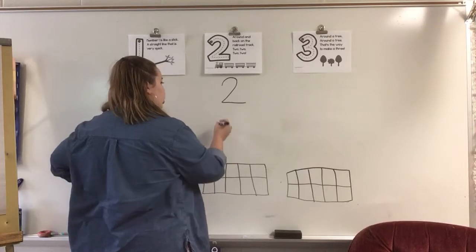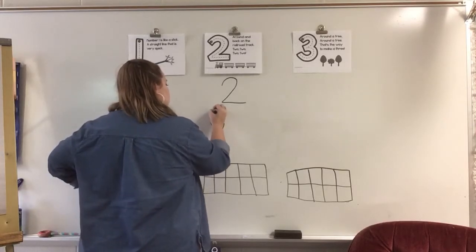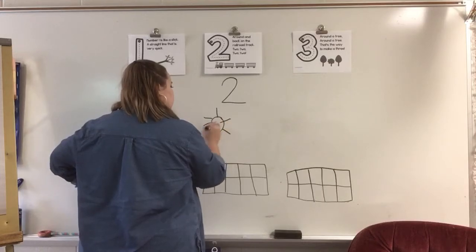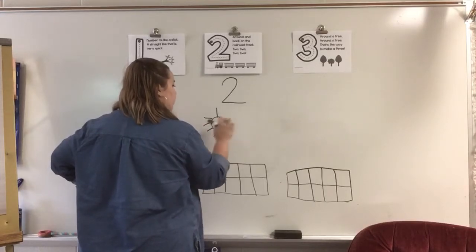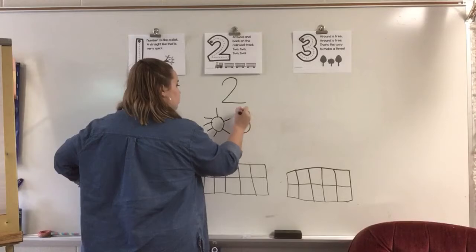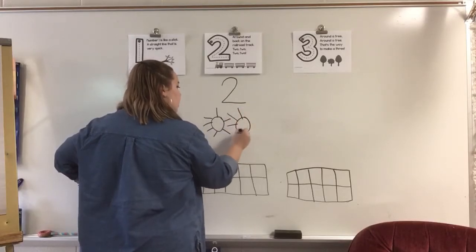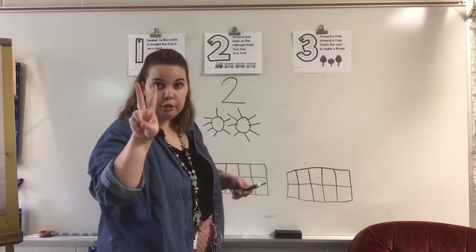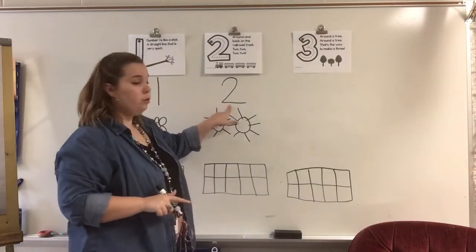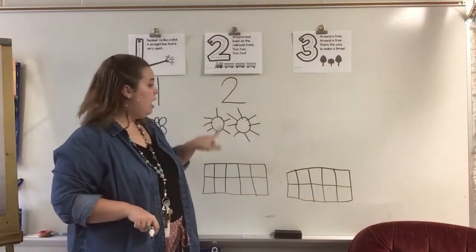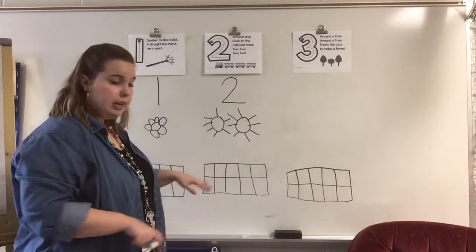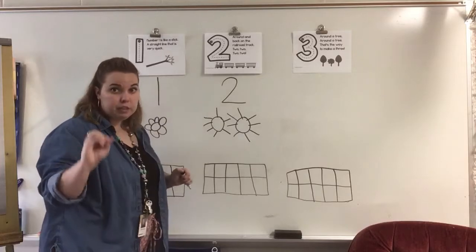I'm going to draw 2 sunshines. 1. Oh, there we go. 2. Drew my 2 sunshines. So we showed our 2 fingers. We wrote 2 as a number or a numeral, and we drew it in a picture. Now let's put it in a 10 frame. Let's make sure this is a 10 frame though first. It's got to have spots for 10 things.